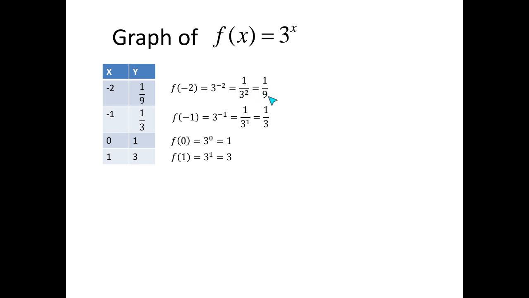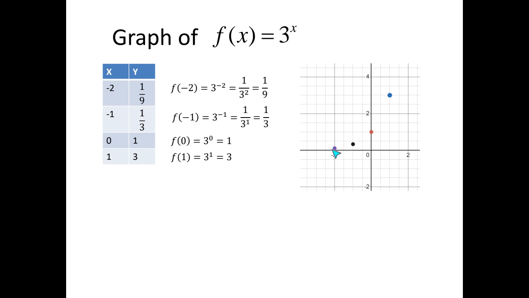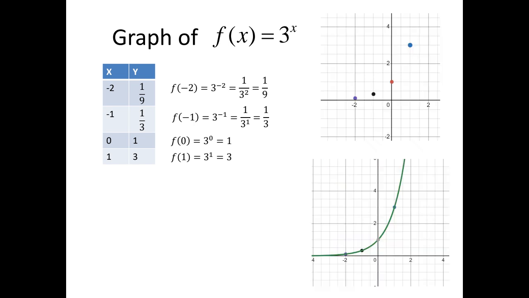which is going to be equal to 1/9. And then if I plug in negative 1, I get 1 over 3 to the first power, which is 1/3. If I plug in 0, I get 1. And if I plug in 1, we get 3 to the first power, which is 3. So if we plot these points, here are my points. And if I connect them, then our graph is going to look like this. Okay. So notice that it's still similar to the first one that I showed you. And since my exponent is positive and my base is greater than 1, then we have an increasing function.